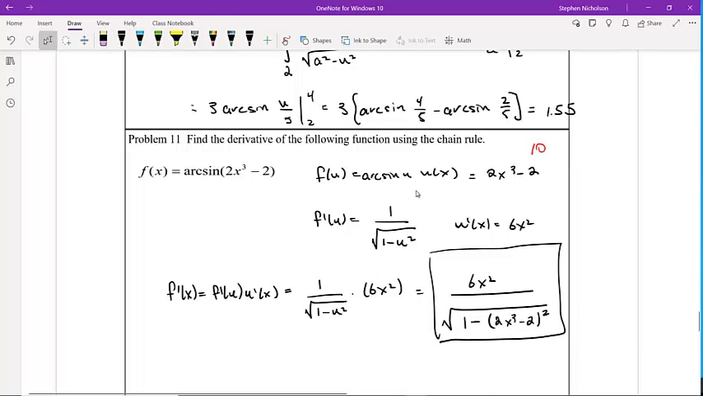Most everybody got this right. There were a couple of people that kind of combined the two methods. They ended up including 6x squared twice. So you either use one method or use the other. One method is, so just make sure you don't double dip here when taking these derivatives.